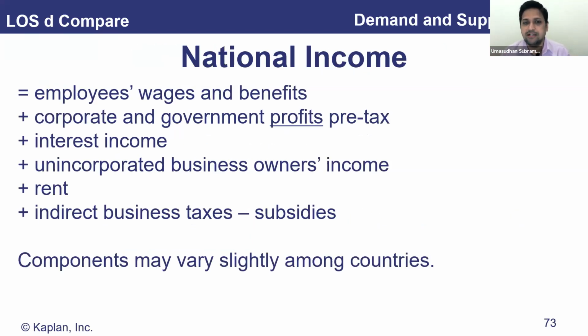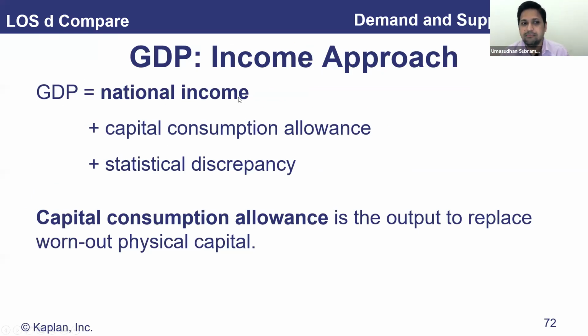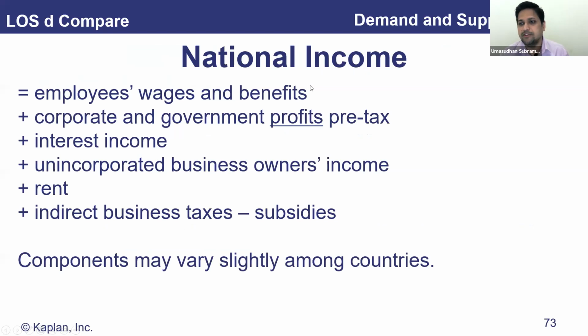Right, now moving on to national income, how do you calculate the national income? We are going to look at the types of income that go into your national income. If you look at employees' wages and benefits, that's the income for the households, basically the salaries. Then corporate and government profits. These are the profits of the companies, private sector or public sector, at pre-tax level. Then the interest income: if you deposit money in banks and receive interest income, or if you invest in bonds and they give you interest income, that should get added.